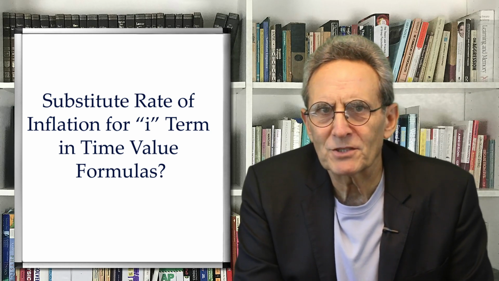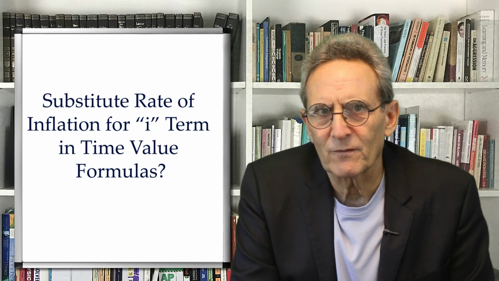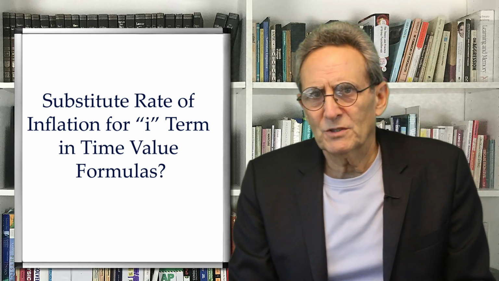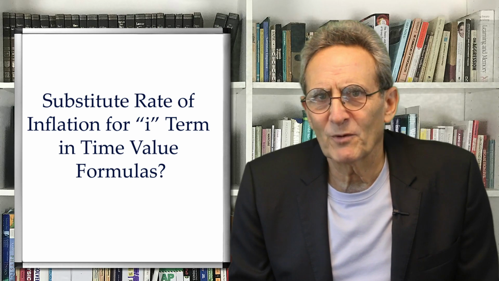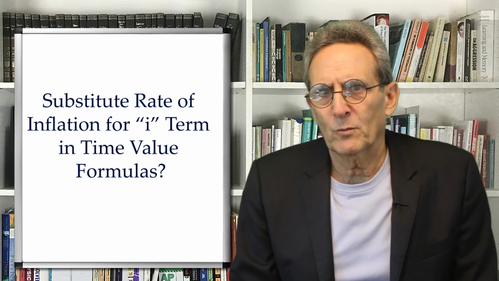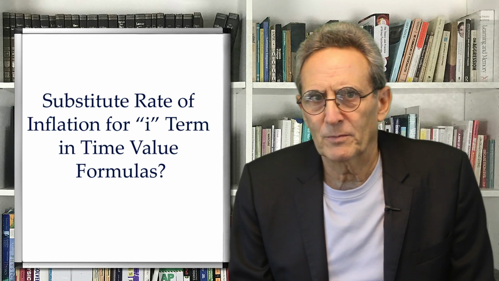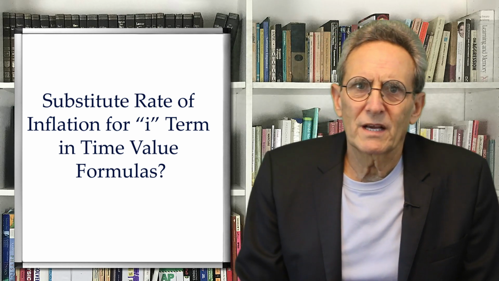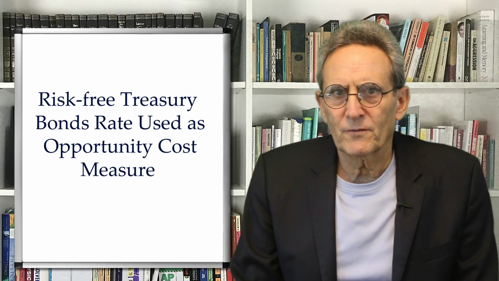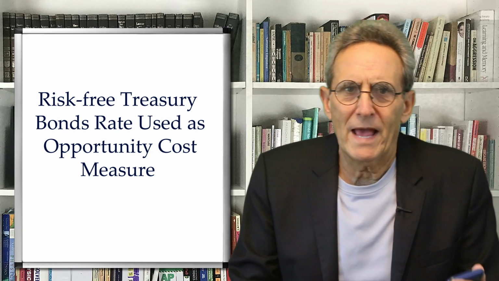If we were simply measuring the purchasing power decline in time value formulas, we would substitute the rate of inflation for the I term in our time value formulas. This presents two challenges. First, as we have seen before, I in some applications represents an opportunity cost, the rate of return that we could have earned if we did not use funds for a particular purpose, like funding a particular business investment opportunity. Usually, a risk-free interest rate like the rate of return on treasury bonds is used for this purpose. It reflects the minimum return the use of our money could command.